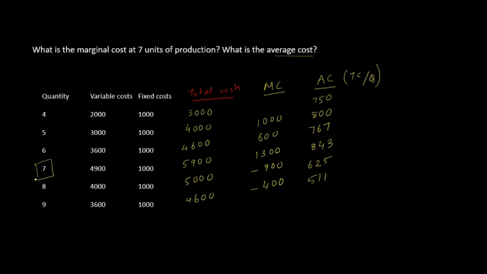So when I'm here, what is my marginal cost? So at 7 units of production, my marginal cost is 1,300 and my average cost is 843. So marginal cost is 1,300 and average cost is 843. This is for 7 units.